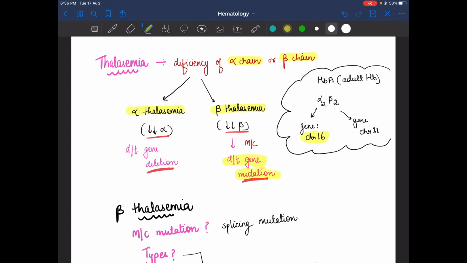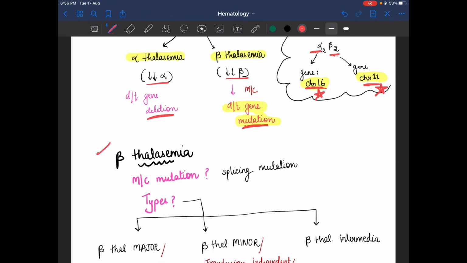The adult hemoglobin HbA has 2 alpha and 2 beta chains. The alpha chains are present on chromosome number 16, while the beta chains are present on chromosome number 11. Please remember that the alpha chain is on chromosome 16 and the beta chain is on chromosome 11. Now first we do beta thalassemia.